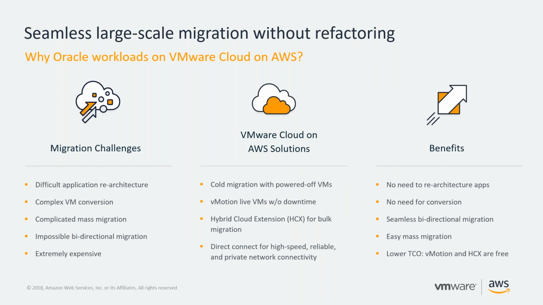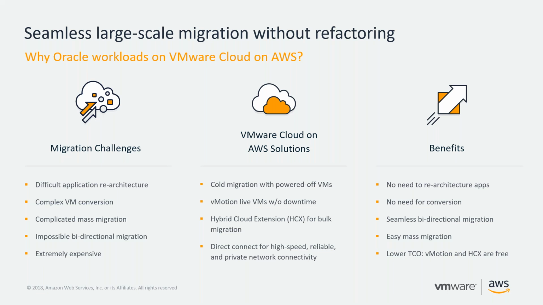So with the seamless large-scale migration without refactoring, why would Oracle workloads on VMware Cloud on AWS make sense? As far as migration challenges: difficult application re-architecture, complex VM conversions, complicated mass migration, impossible bi-directional migration, and extremely expensive. As you can see, we are eliminating those challenges. You're able to utilize the same architecture that you have. You don't have to worry about any VM conversions. You can still go through a mass migration easily with the tools that are available to you.